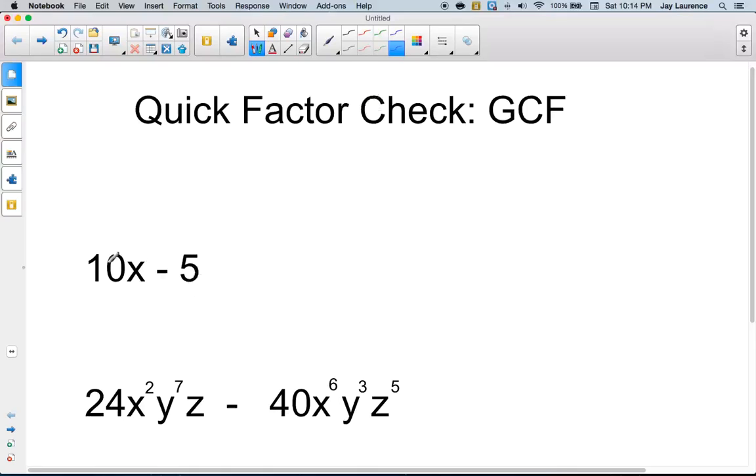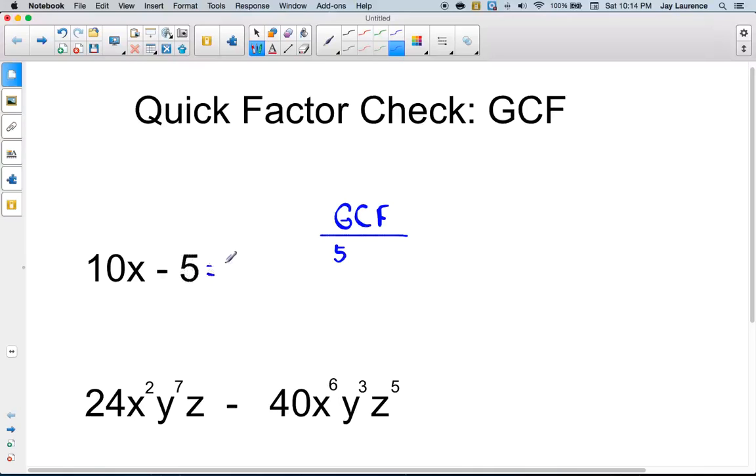So, let's see here. I've got 10x minus 5. Well, the GCF is the greatest common factor. The factor has got to be common to both terms, and we want the largest one possible. Well, I think it's just simply going to be 5, and I think most of you would be able to identify that. 5 is a factor of 10, 5 is a factor of 5. There is no other factor of 5 other than 1, so therefore 5 is the GCF.